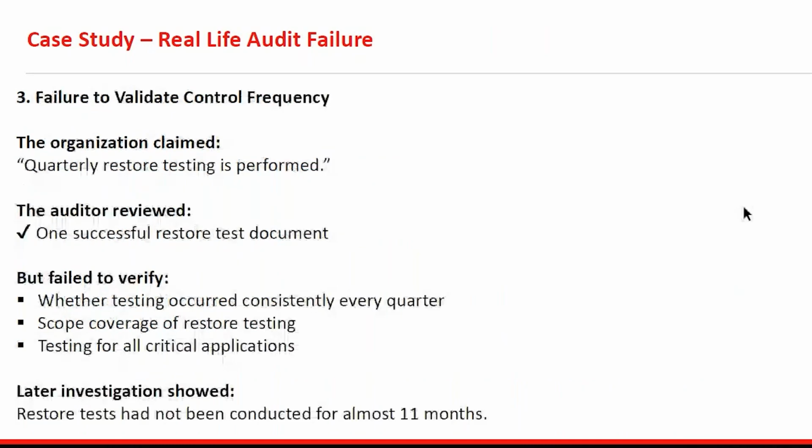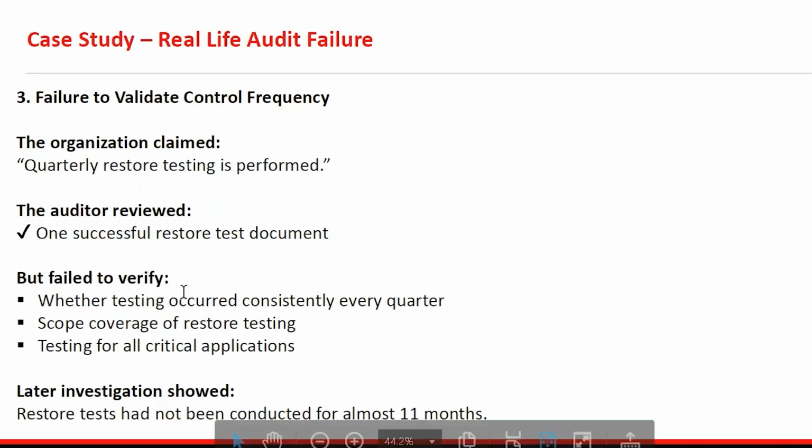Okay, and the organization says that they do quarterly restoration testing, and you have verified one restoration document. Okay, but you fail to verify whether this is happening consistently across every quarter. Very, very important.